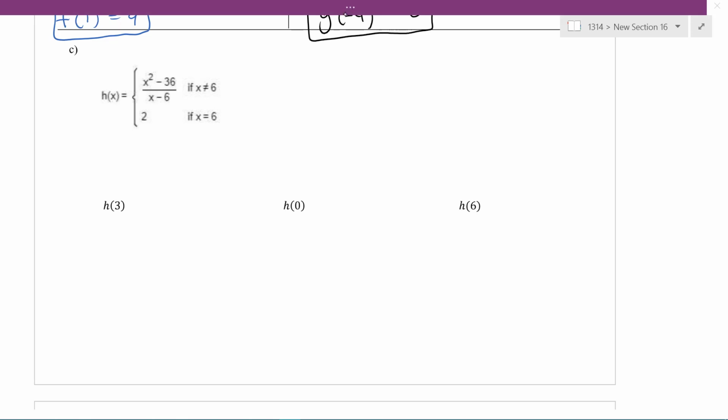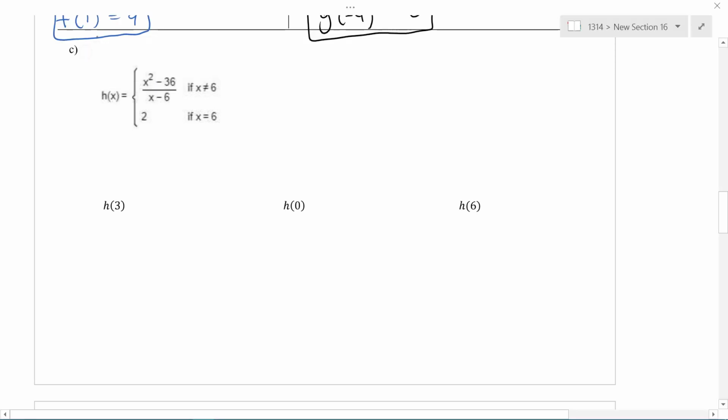Okay, when you think about your number line here, we have 6 in the middle. And so that top equation can only be used if the x value that you're plugging in is not equal to 6. If the x value that you plug in is equal to 6, then the equation that you're going to use is just 2. So that's a really easy equation to use. The answer is just 2.